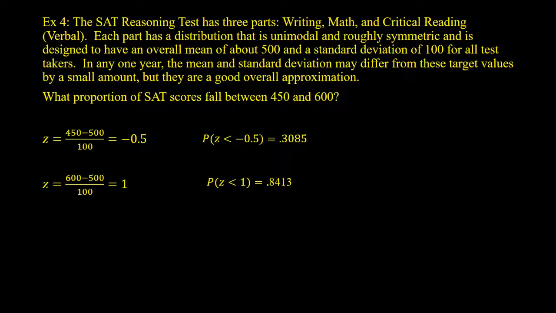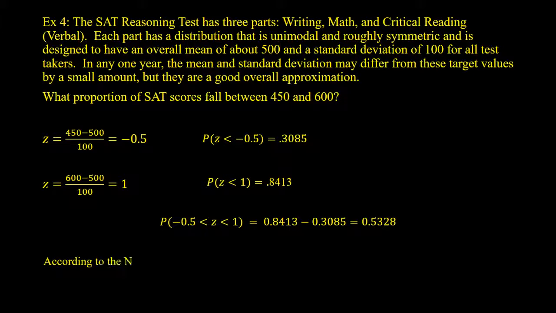Okay, so we have that upper boundary and the lower boundary now. We want to find all the stuff below it. Remember, this is everything to the left. The probability that it's less than 600 is 0.8413. The probability that it's less than negative 0.5 is 0.3085. We don't care about the stuff to the left of negative 0.5. We only care about the stuff before it. So we're going to subtract: 0.8413 minus 0.3085. So the probability that z is between negative 0.5 and 1 is 0.8413 minus 0.3085, which comes to be 0.5328.